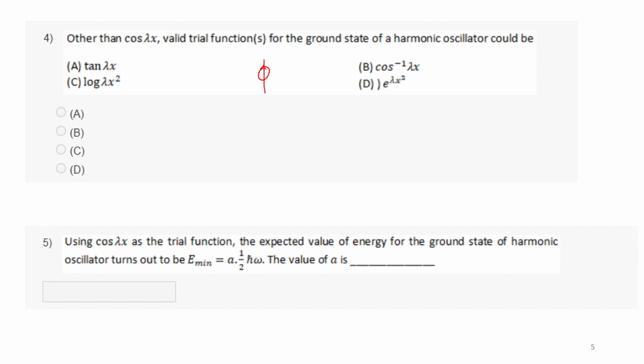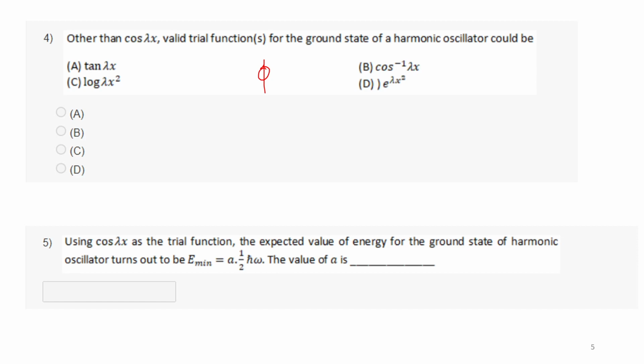Actually, I guess you are correct. Maybe we should have gone for e to the power minus lambda x square, right? Arunotpal, what do you think? If it is minus, then it is fine, because if it is minus lambda x square, then it will vanish at minus infinity as well as plus infinity, and it will be valid at x equal to 0 also.